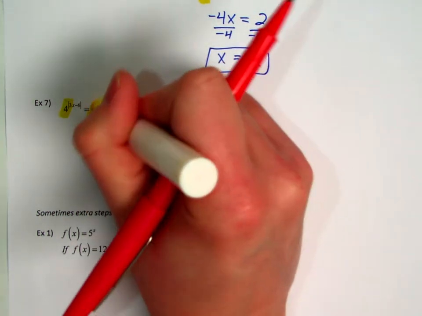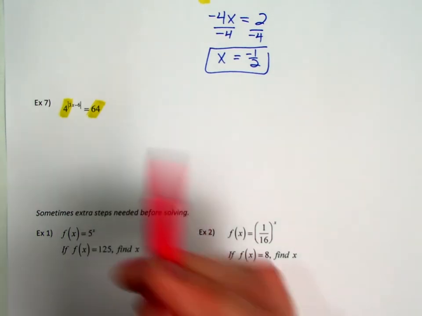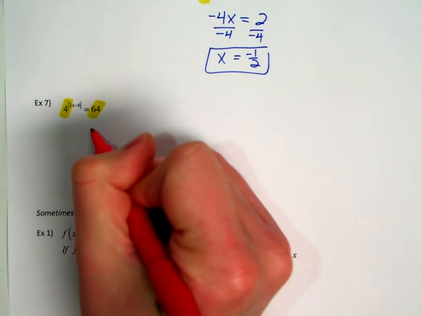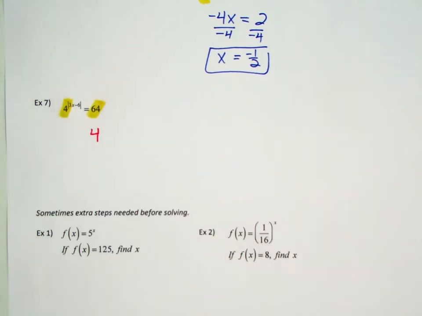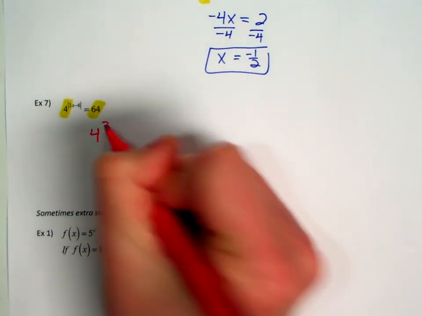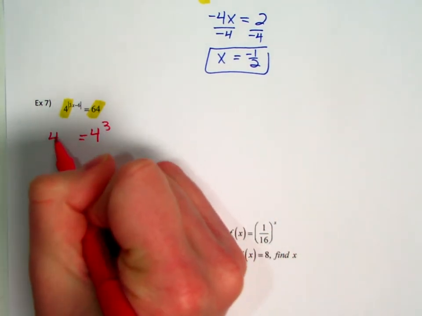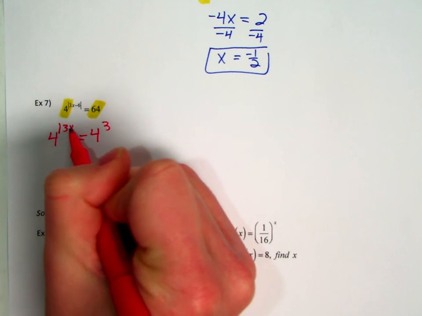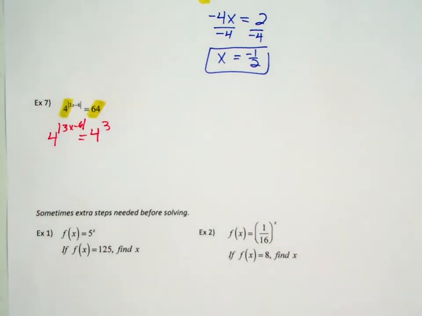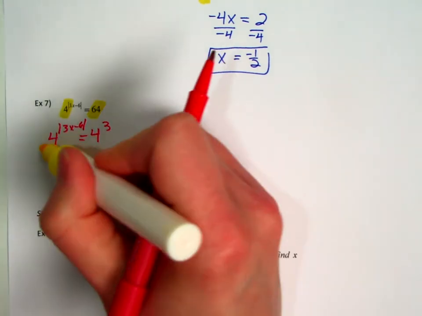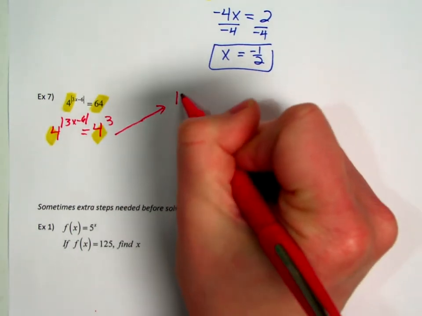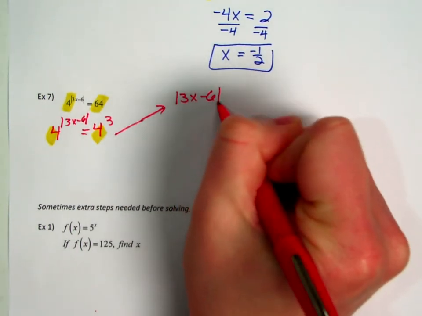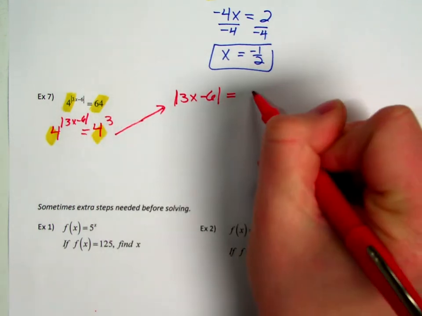So my base is 4 here, my base is 4 here. Or I'll need to make my base 4 here. So 4 to what power is 64? Well, 4 times 4 is 16, times 4 would give me 64. So 4 to the 3rd power is 64. And then we have 4 to the 3x minus 6 in absolute values. So again, my bases are the same. So all I need to do is set my exponents equal. So that would be the absolute value of 3x minus 6 equals 3.